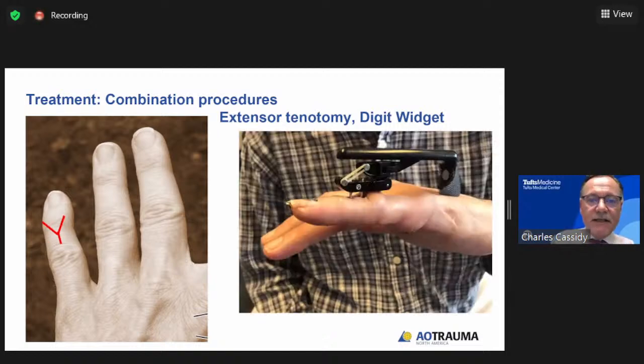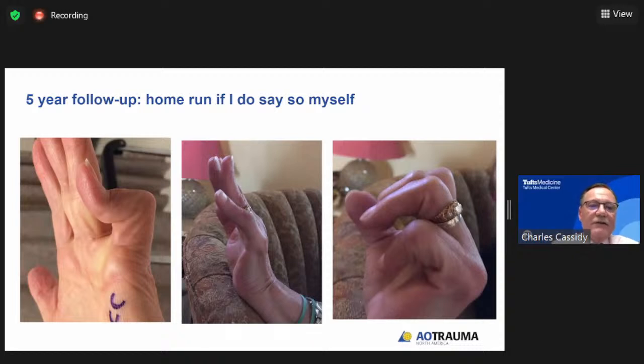And this is the patient after 6 weeks. You could see full extension. The DIP joint was pinned in extension. And this is her at 5 years. I got these photos yesterday. I asked her to send them in. So that was her pre-op on the left. You could see post-op, 5-year post-op. Not perfect, but pretty good compared to where she was before.